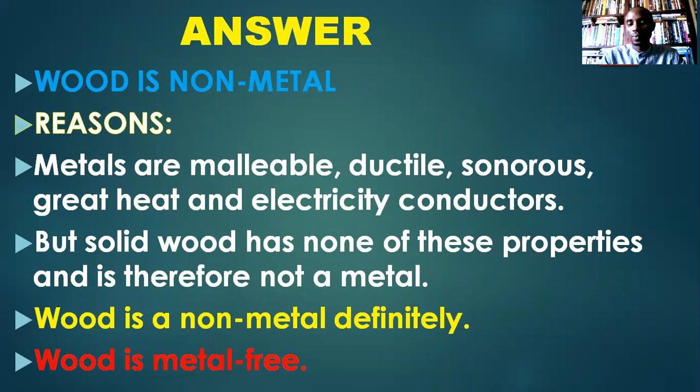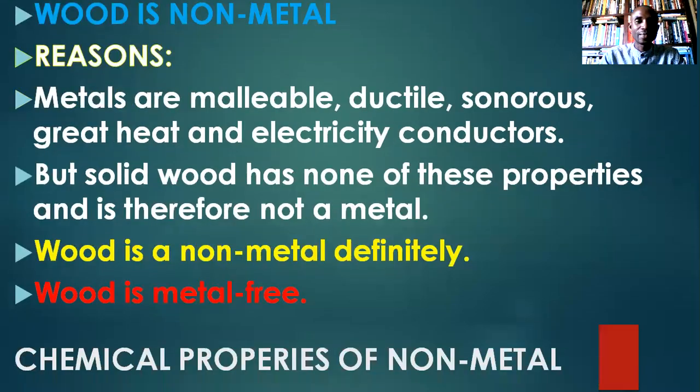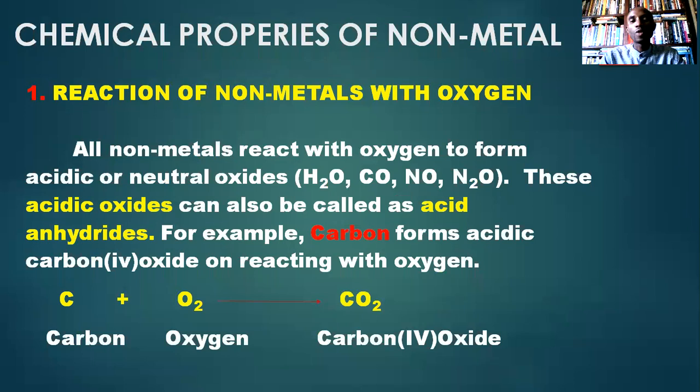That is the answer. And now let's take a look at the chemical properties of non-metals. Number one is their reaction with oxygen. All non-metals react with oxygen to form acidic or neutral oxides. They react with oxygen to form acidic or neutral oxides.